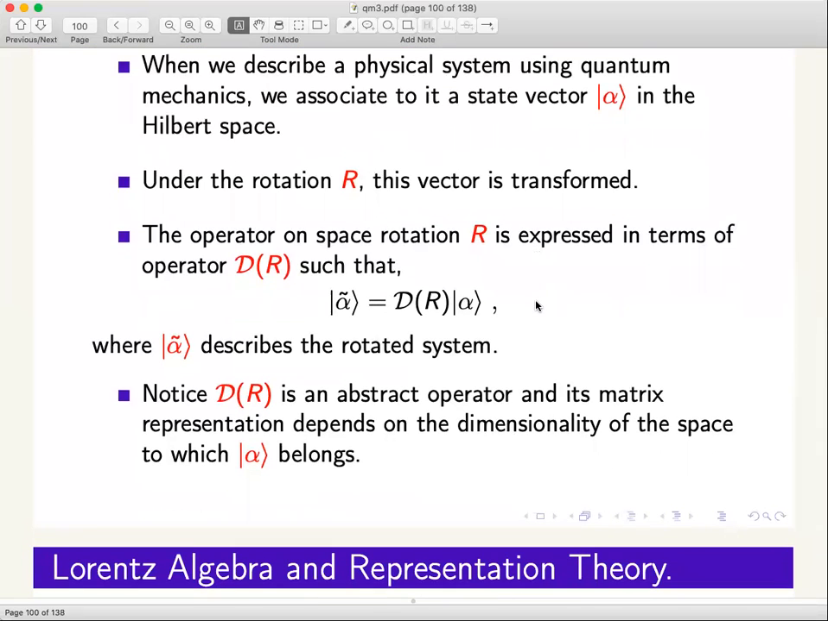Now remember, D of R is an abstract operator, and we call it a D matrix because we try to use a matrix representation of it, so that we can at least get a picture of how D of R acts on a particular state and gives you a new state. Now, what should be the size of this matrix? Well, formally, since it's an operator, it is an infinite by infinite matrix. But typically, this D of R decomposes into block diagonal forms depending upon the space in which this alpha lives.